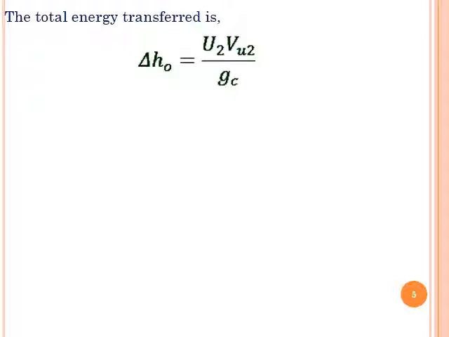The total energy transfer is given by delta H naught, which is equal to U2 Vu2 by Gc. Actually, the basic expression for total enthalpy change is U2 Vu2 minus U1 Vu1. But here the second term U1 Vu1 is equal to 0, because it is a radial inlet, that means Vu1 is equal to 0. For that reason, delta H naught, or energy transfer, is equal to U2 Vu2 by Gc.